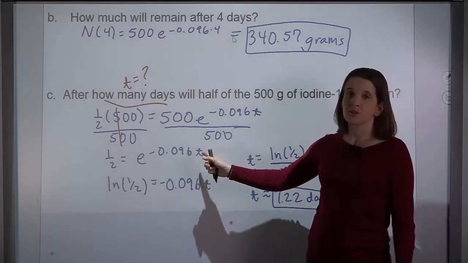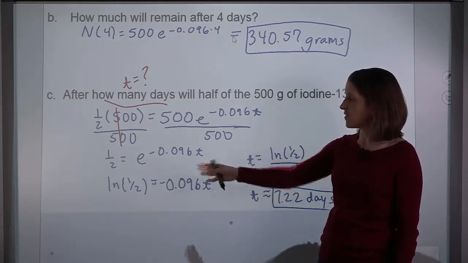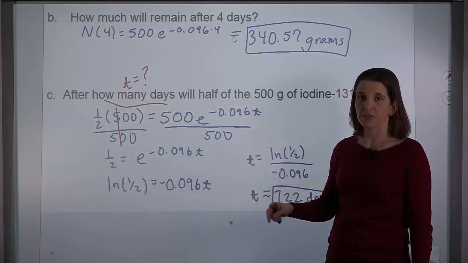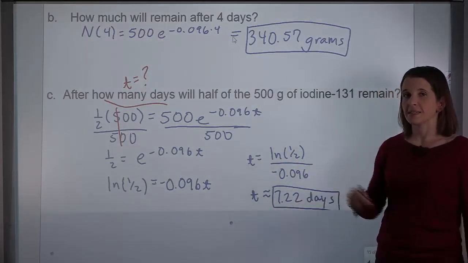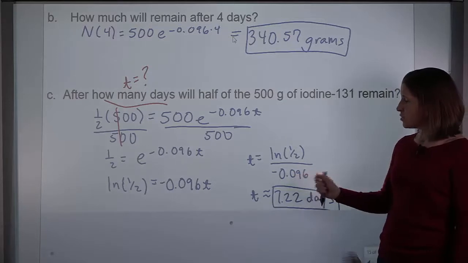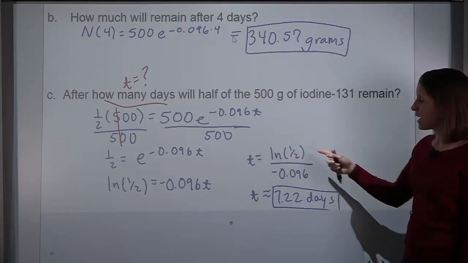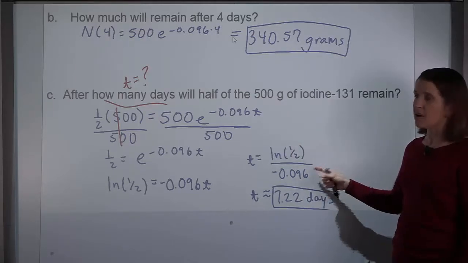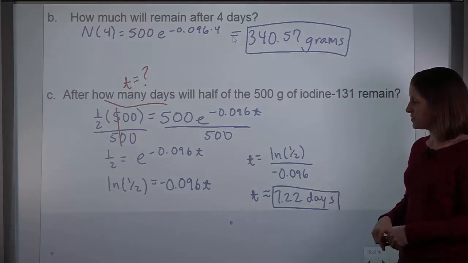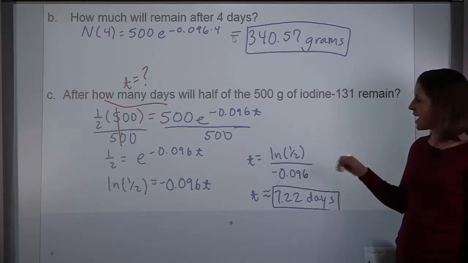Then to get to the variable stuck in the exponent, I need to apply ln. And so I have ln of 1/2 equals, and I'm left with just what's up in the exponent, negative 0.096t. And lastly, I need to divide by that constant, negative 0.096, to get t by itself. And so I do need to type carefully, and again to close the parentheses before I divide by the negative 0.096.